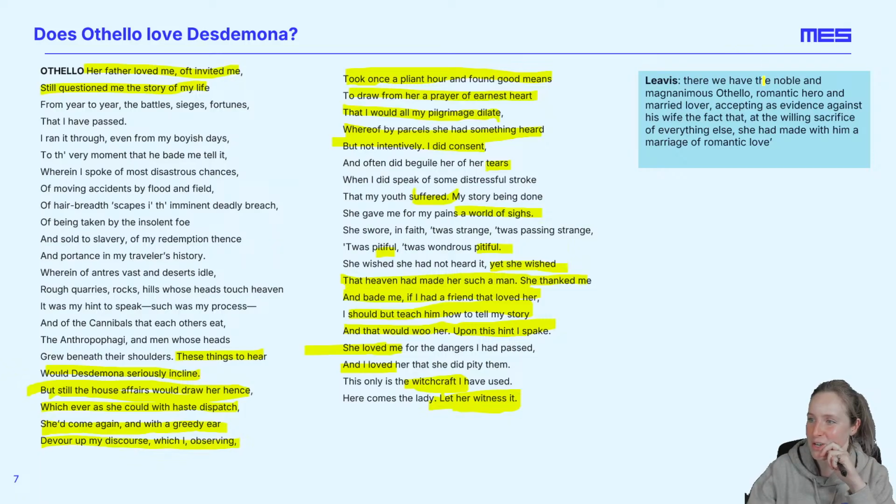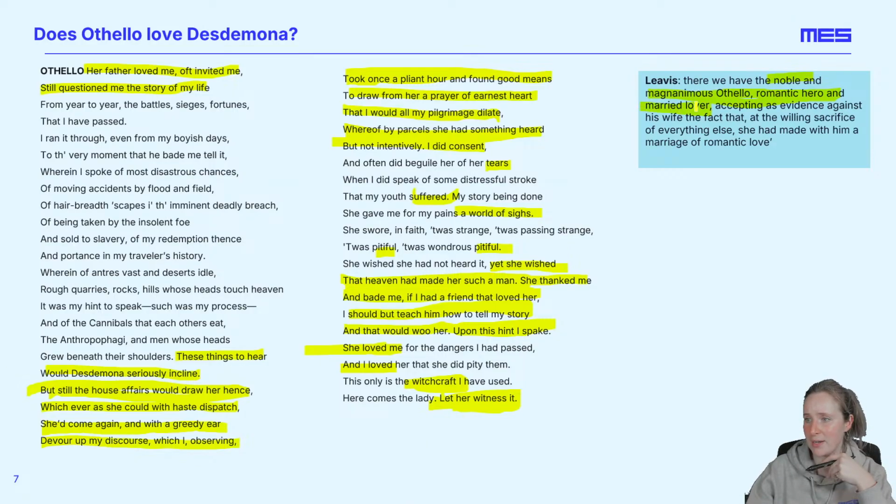Lever says, there we have the noble and magnanimous Othello, romantic hero and married lover, accepting as evidence against his wife the fact that at the willing sacrifice of everything else, she made with him a marriage of romantic love. So this piece of evidence will be useful in multiple different places, right? It will be useful to prove their love, but also the fact that he's willing to disregard their love as well. So there's noble.